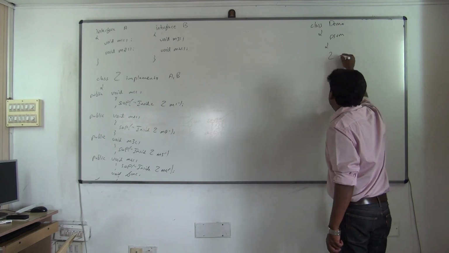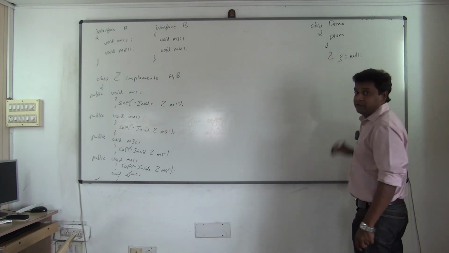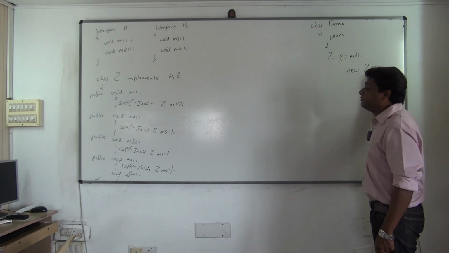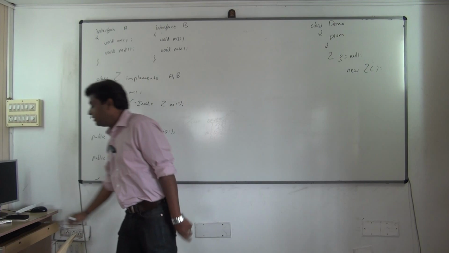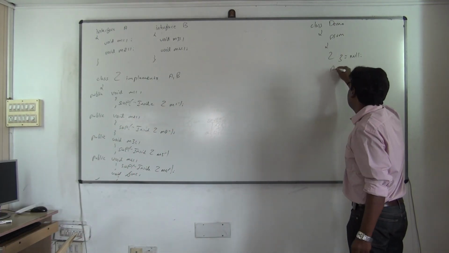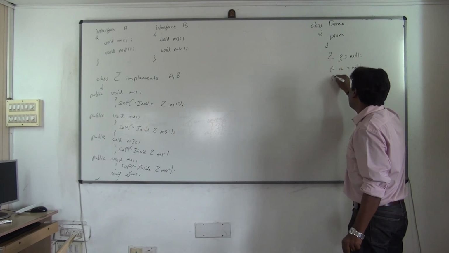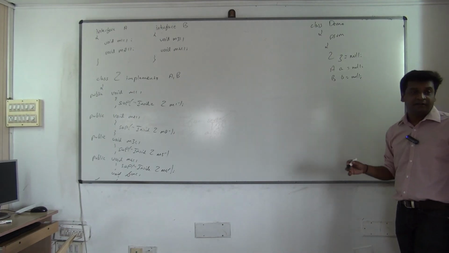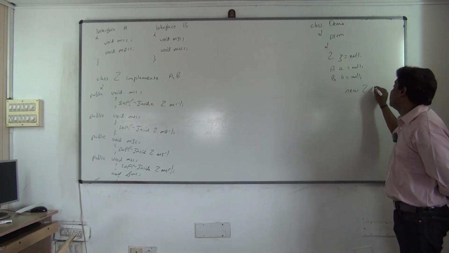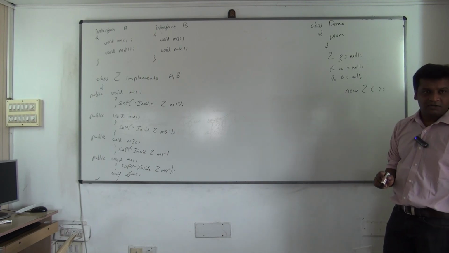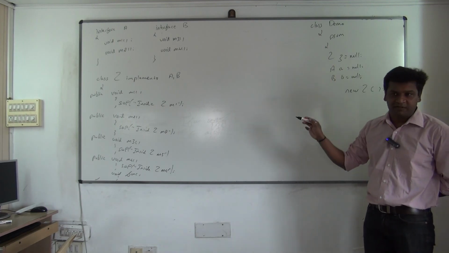See here, Z z is equal to null. Yes or no? I can create this object, new Z. You can declare a variable of all the three things. You can declare a variable of what? Z class, A interface, as well as B interface. This is highly valid code. But you can create an object of only Z. But once you create an object of Z, you can refer to it with any variable, either A variable or B variable or Z variable. Remember this. Understood?